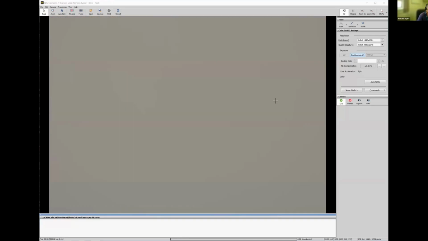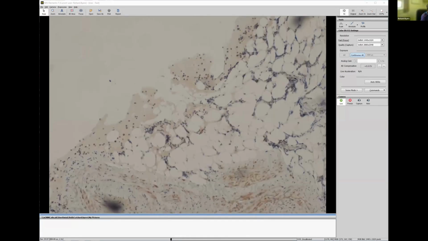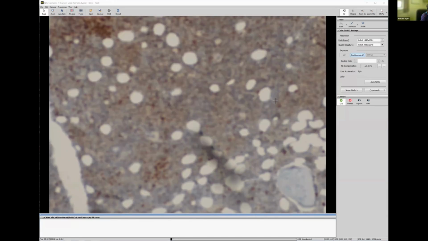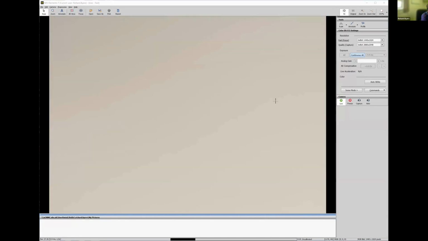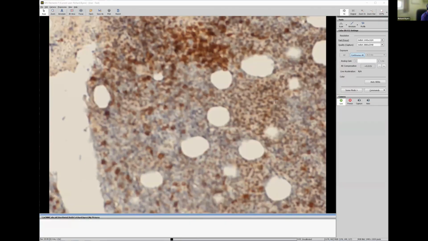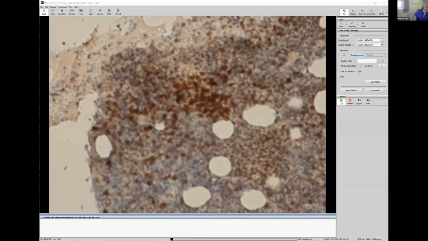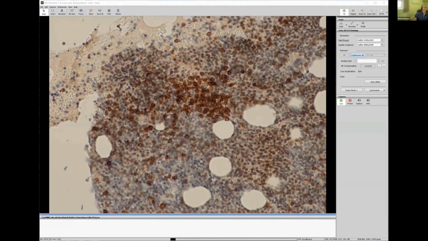But it was negative for CD5 and CD3. This is CD5, for instance. There is a bit of background staining, but it's just this dark staining that we're after here. So this here is positive. This, I think, is all just negative, just like black background blush of staining.